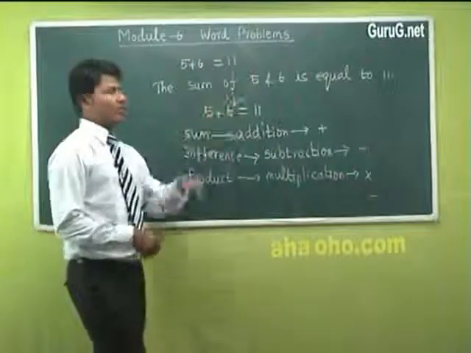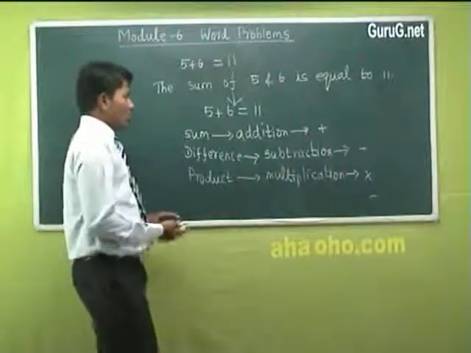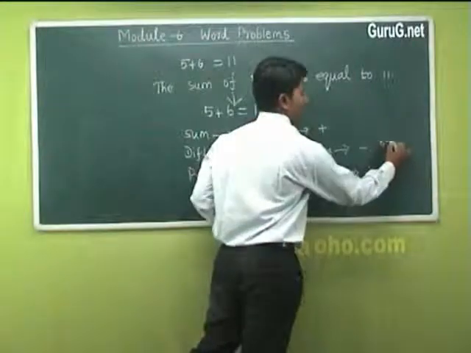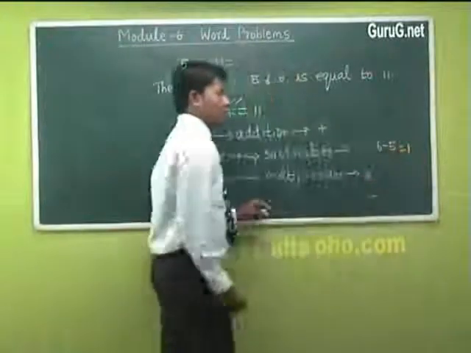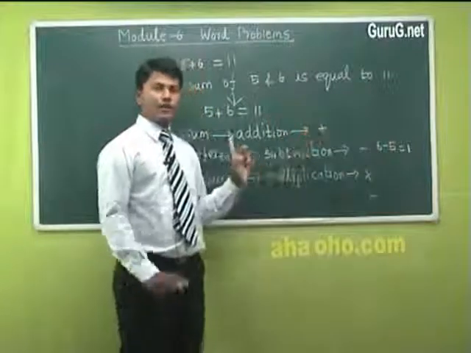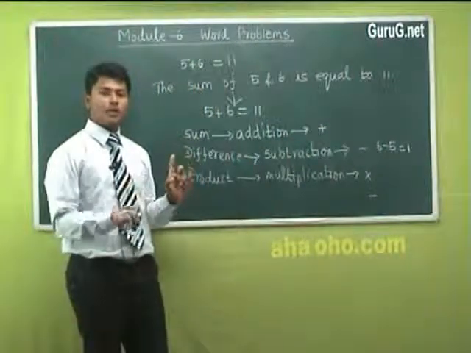The sum of 5 and 6 is equal to 11. Now what is the difference of 6 and 5? It is represented as 6 minus 5 is equal to 1. So 6 minus 5 is equal to 1 can be said in a narrative form: the difference between 6 and 5 is 1.